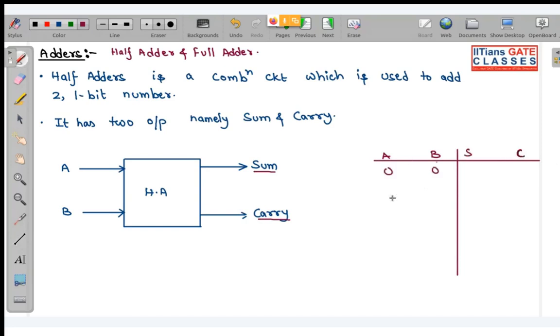So the combinations of A and B can be like this. Okay. So these are your inputs and this is your output. When we add 0 with 0, sum will be 0, carry will also be 0. When we add 0 and 1, sum will be 1, carry will be 0. When we add 1 with 0, sum will be 1, carry will be 0. When we add 1 with 1, sum will be 0, carry will be 1. Okay, so this is binary arithmetic, basically we are adding numbers.